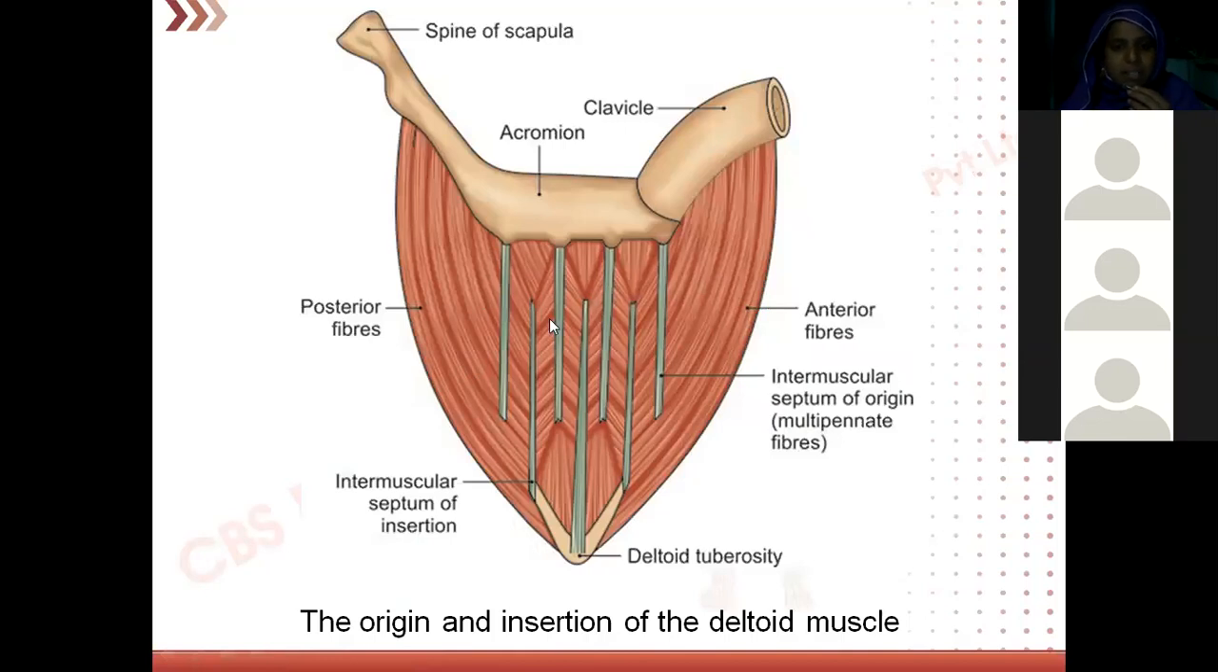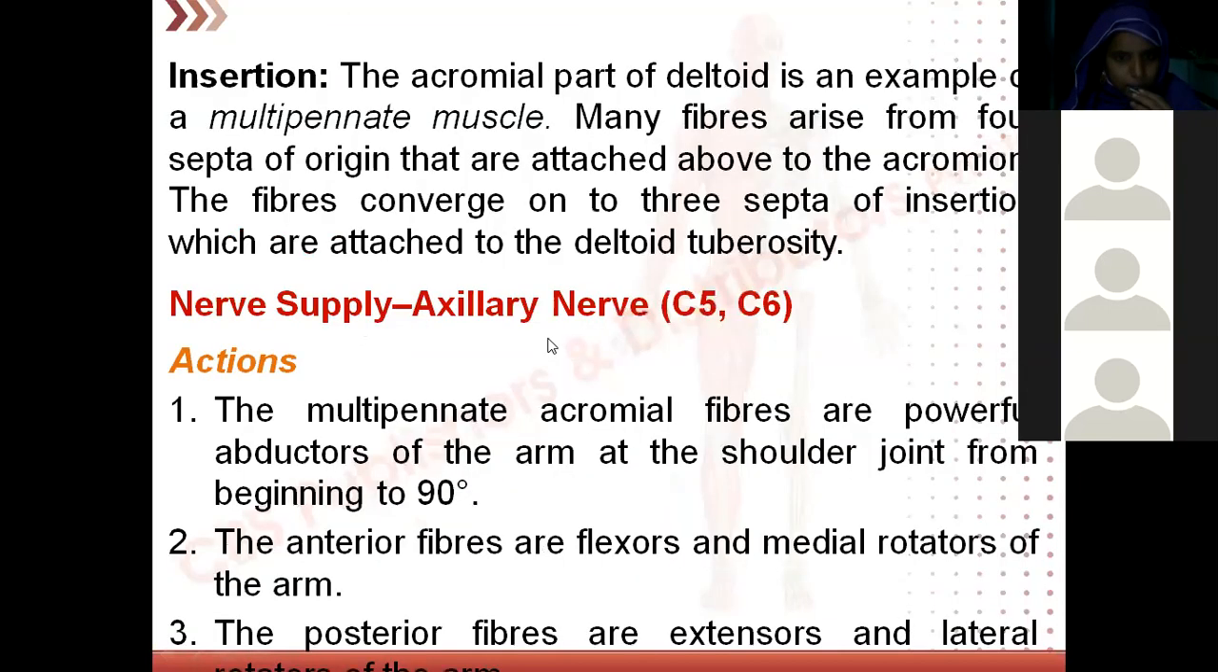Four from above, three from below. So they are interdigitating. 1, 2, 3, 4 from above, 1, 2, 3 from below. So they are interdigitating, and then you find the muscle fibers coming in between these septae.